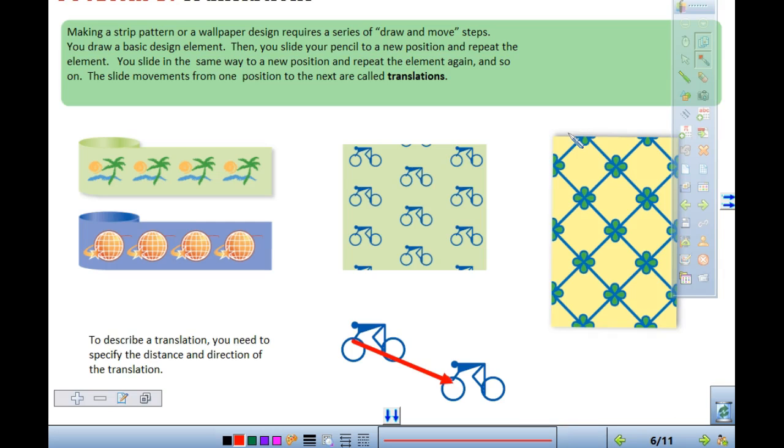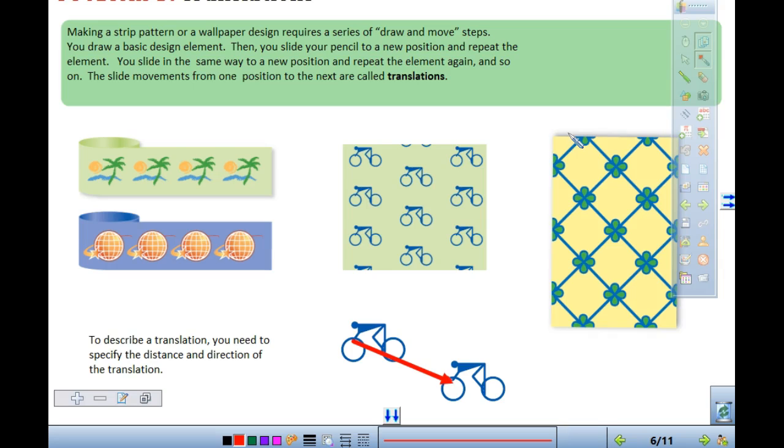All right, so let's take a look at translations. If you make a strip or a pattern on a wallpaper design, it requires a series of drawing and moving steps. You draw the basic element or design, then you slide it to a new position, and you repeat that same pattern or element. You slide it the same way to a new position, you repeat the element again, and so on and so on. The slide to the next one is called the translation.